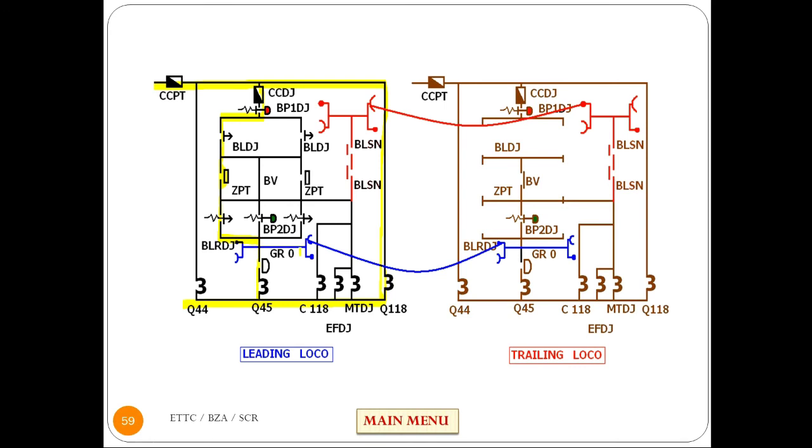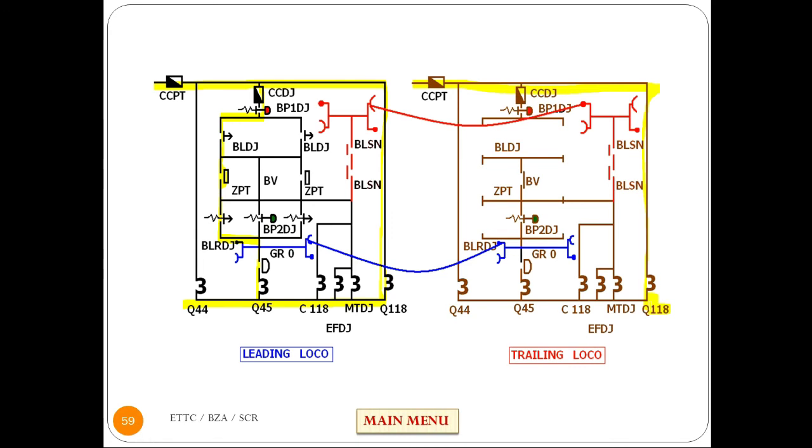In the trailing loco, whenever you are keeping the HB on one position, trailing loco Q118 is energizing. Along with the leading loco Q45, trailing loco Q45 is also energizing.